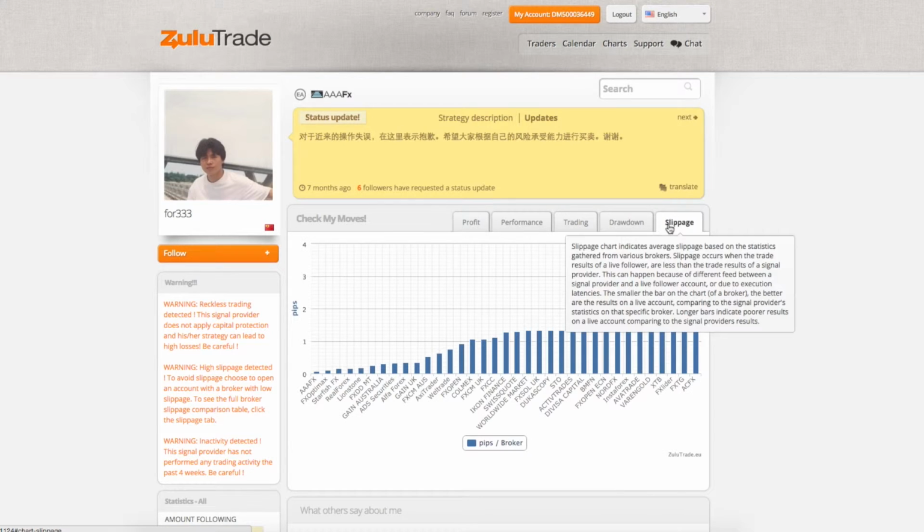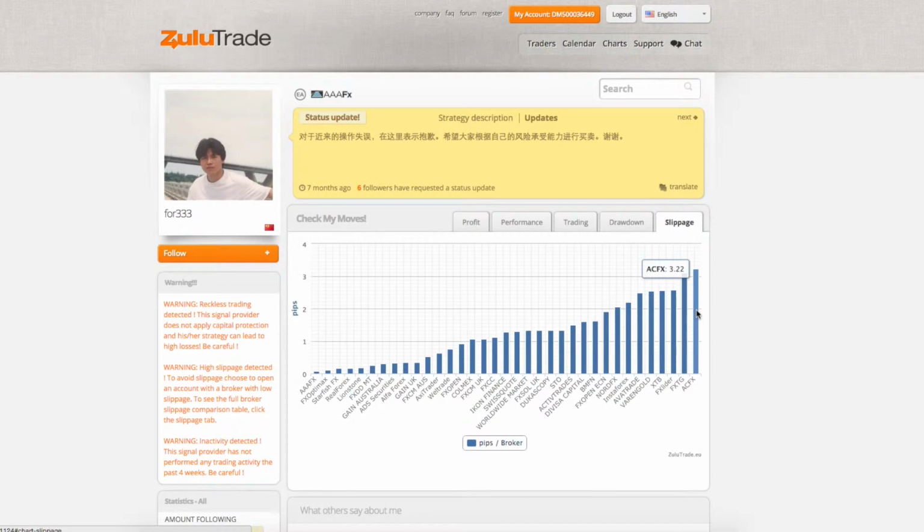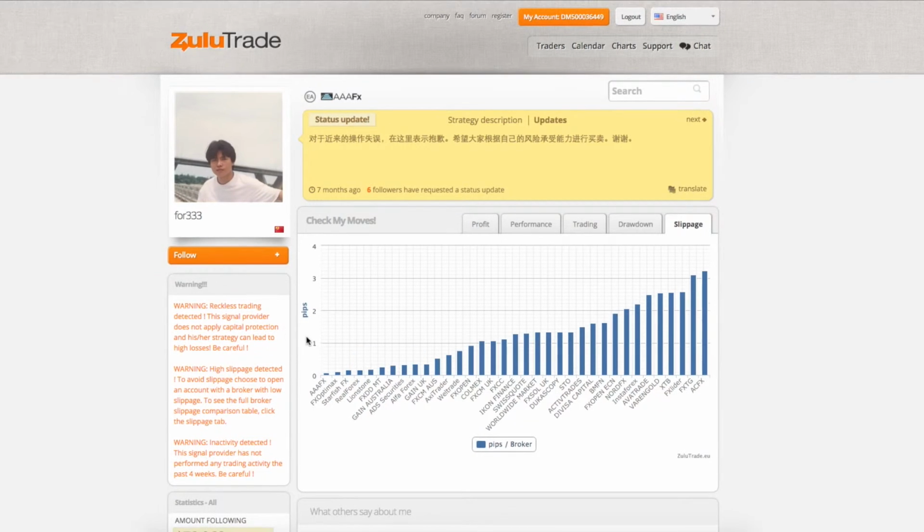And here we see the slippage. Yeah, and you see here the slippage is up to 3 points. And here you see AFX is most of the time the best. And there are other brokers who are quite close to that slippage of AFX.